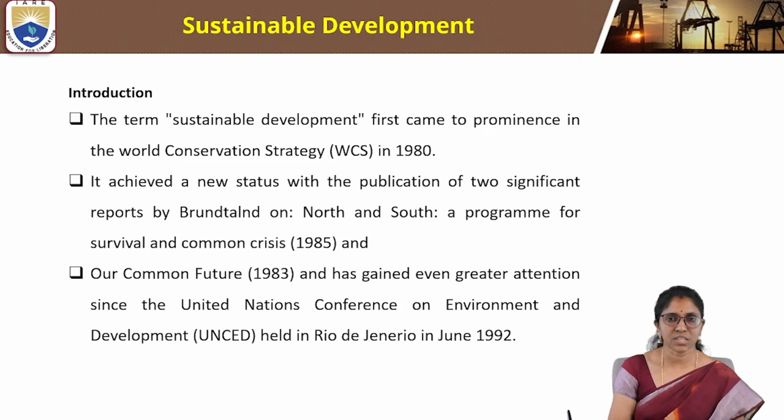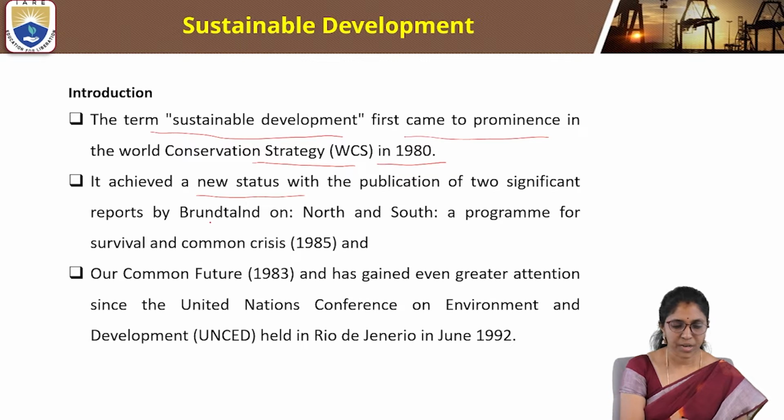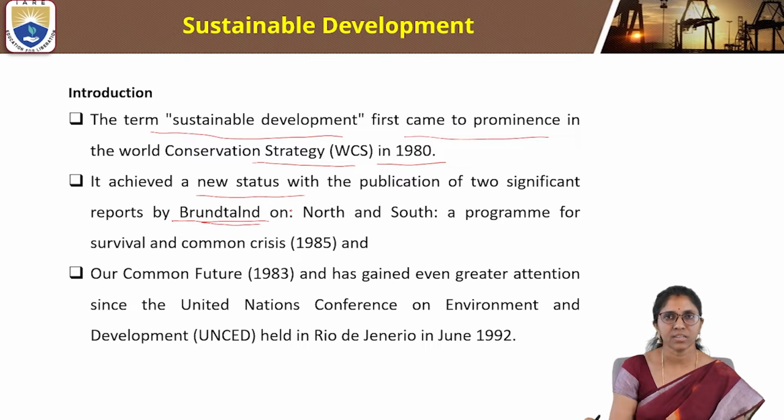So this is the introduction to sustainable development. The term sustainable development first came to prominence in the World Conservation Strategy, WCS, in 1980. It achieved new status with the publication of two significant reports by Brundtland: North and South, a program for survival and common crisis, 1985, and Our Common Future, 1983. It has gained greater attention since the United Nations Conference on Environment and Development.